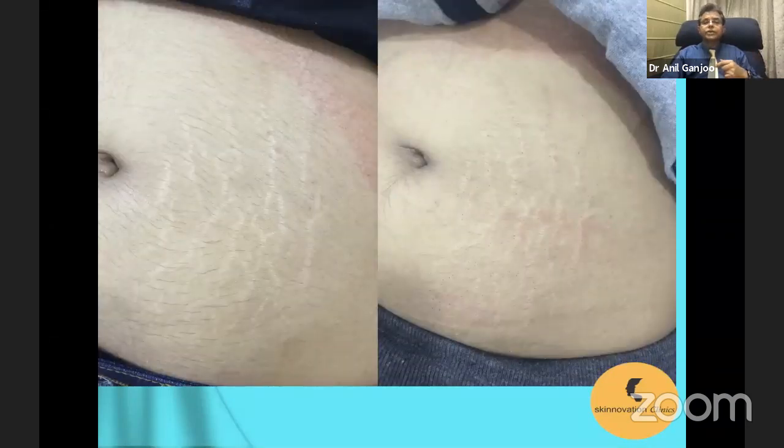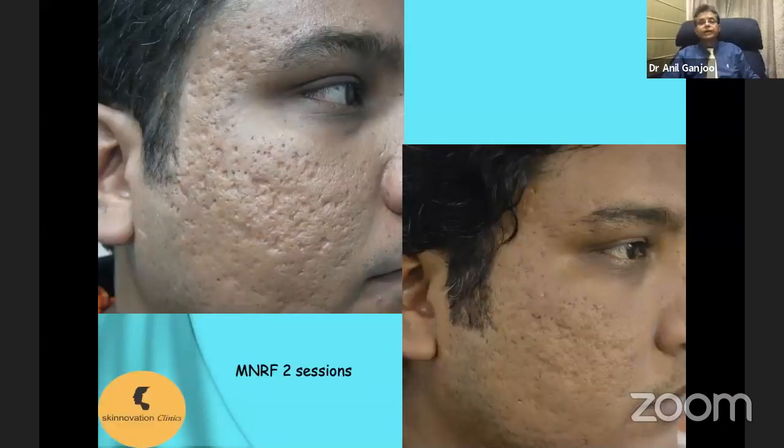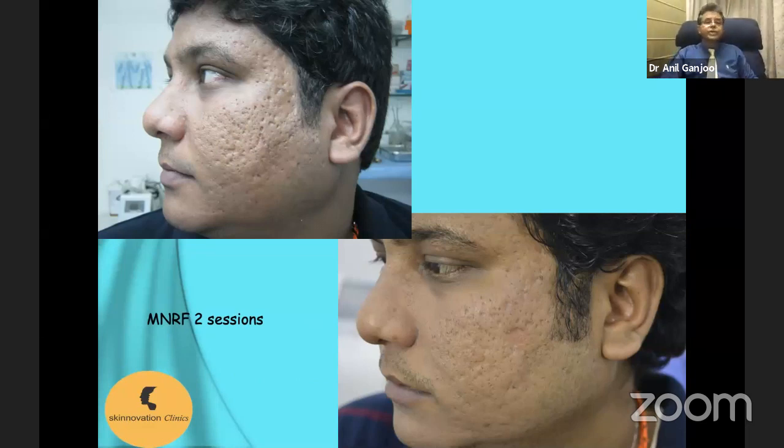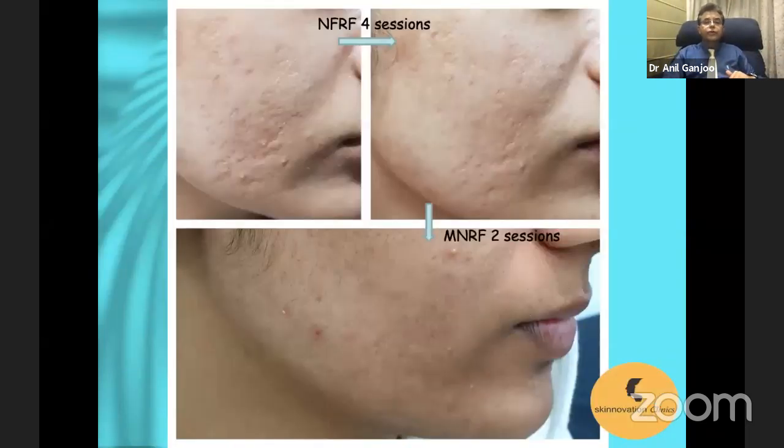And you can see after one session, there was considerable improvement, particularly on this side. MNRF, we saw that is a shade better than even carbon dioxide fractional. I told you we evolved from non-ablative fractional to ablative carbon dioxide fractional, and then to energy-based devices. So MNRF, this patient, for example, had undergone 4 sessions of CO2 fractional, had improved to a good extent, but then we wanted further, and he was not very happy. His skin was very thick, his scars were quite deep. So we took him up for MNRF, and 2 sessions of MNRF gave him fairly good improvement, as you can see. Another patient from CO2 to MNRF doing well.